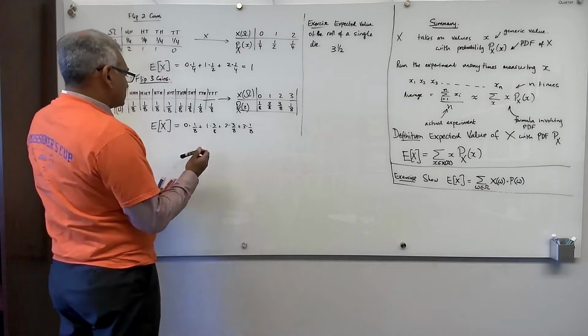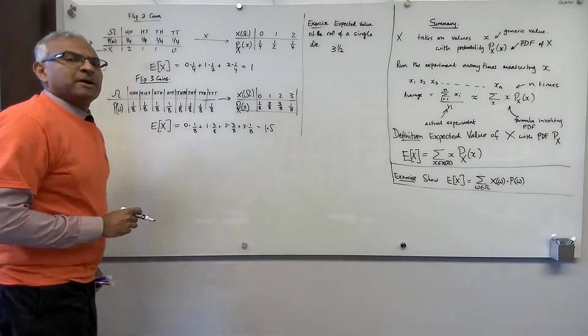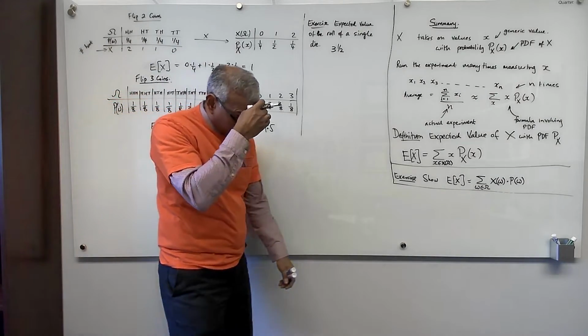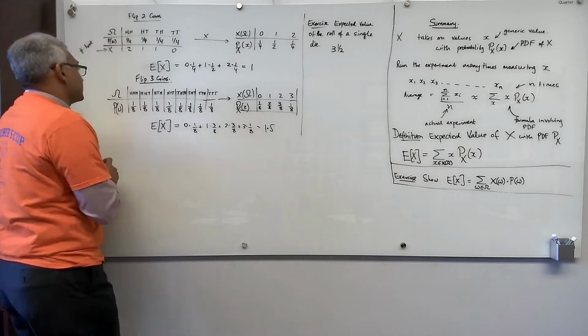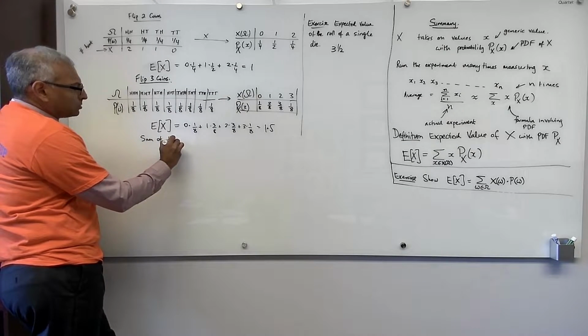So the expected value here is 1.5. Let's roll a pair of dice. Now, we computed the PDF for the sum of two dice. Okay, so sum of two dice.